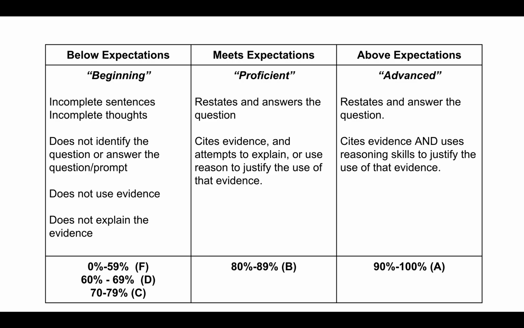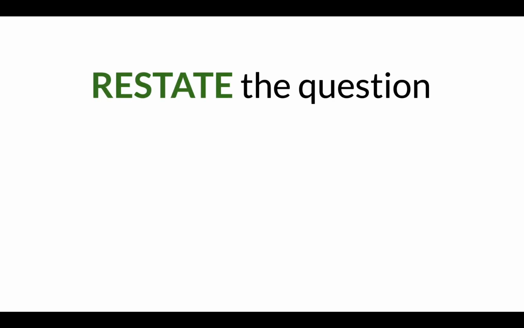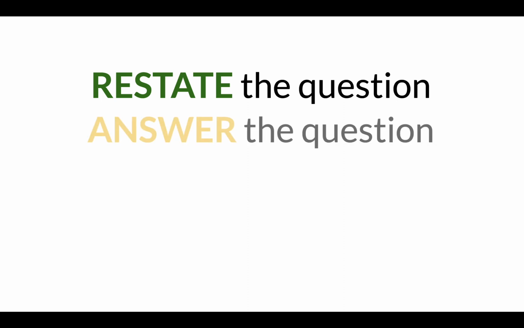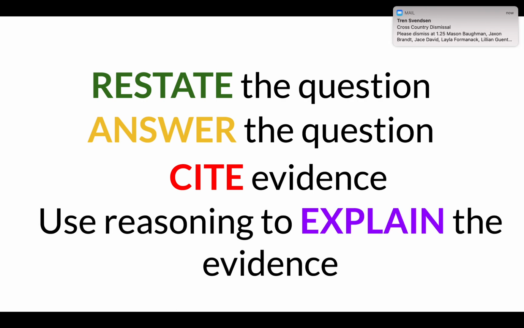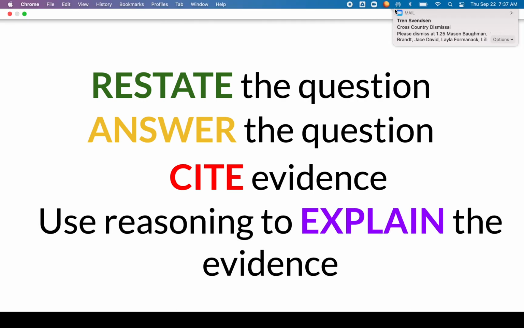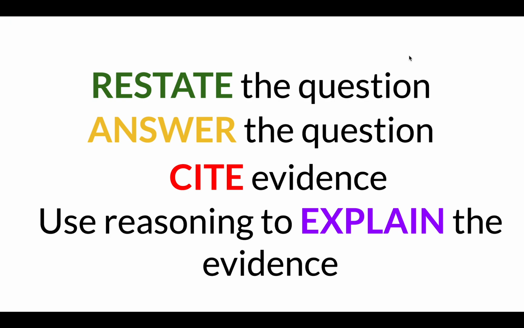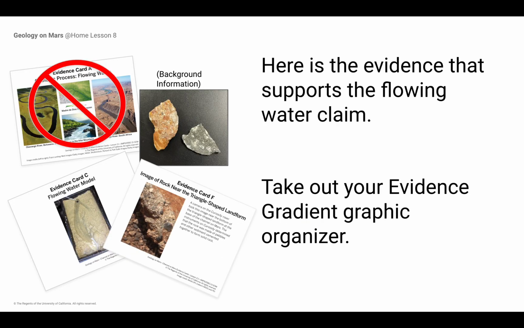So first thing is this slide. Remember, if you were in class, this is the rubric. If you were not in class, pause the video, take a minute to read through this rubric before you move on. Okay, just a reminder, in order to follow the steps for RACE, we're going to restate the question, we're going to answer the question, we're going to cite the evidence, and we're going to use reasoning to explain the evidence. I color-coded this because I'm going to highlight these examples in this way in the following slides.